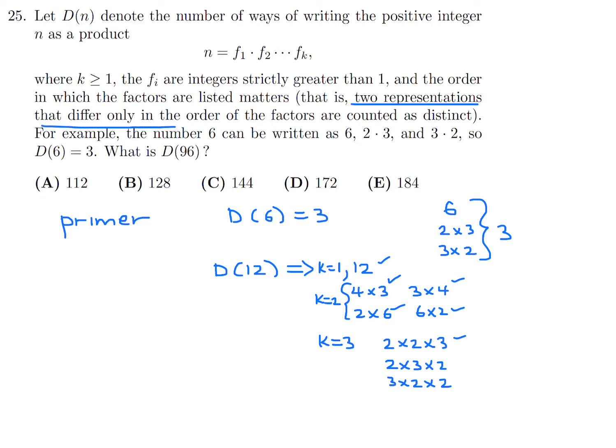Representations that differ only in the order of the factors are counted as distinct. Okay, so that's why. So 1, 2, 3, 4, 5, 6, 7, 8. I got 8. So D12 is 8.